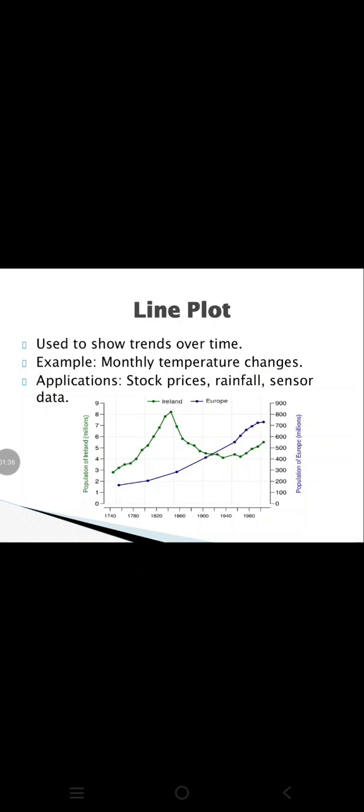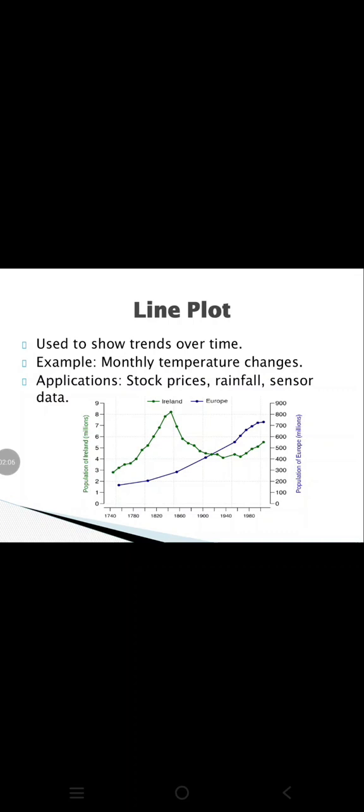This diagram is a line plot that shows the population changes of Ireland and Europe over a period of time. The x-axis represents the years, which shows how the population changes over time. The left y-axis, shown in green, represents the population of Ireland in millions, while the right y-axis, shown in blue, represents the population of Europe in millions. Two different y-axes are used because the population of Europe is much larger than that of Ireland.